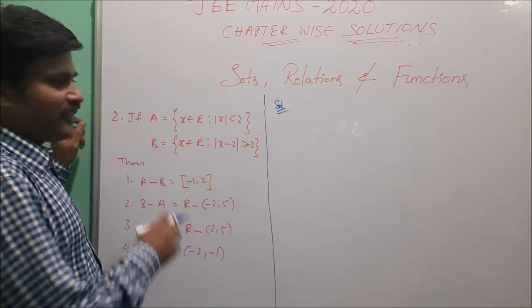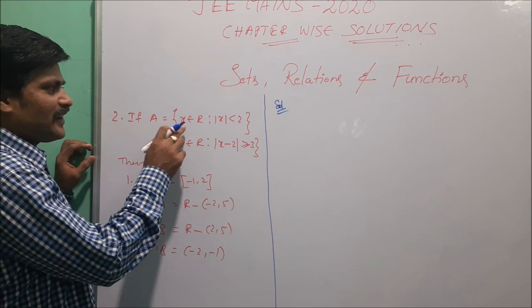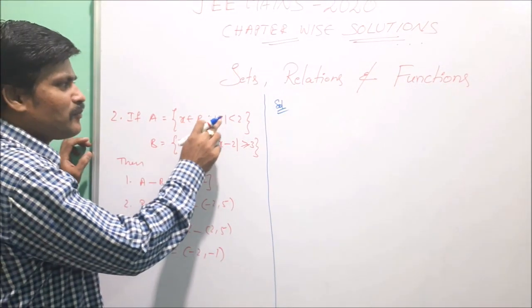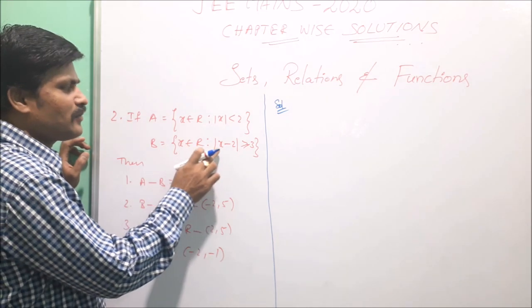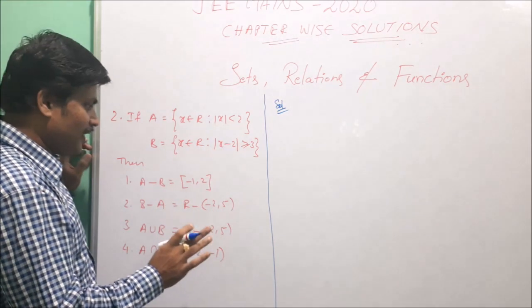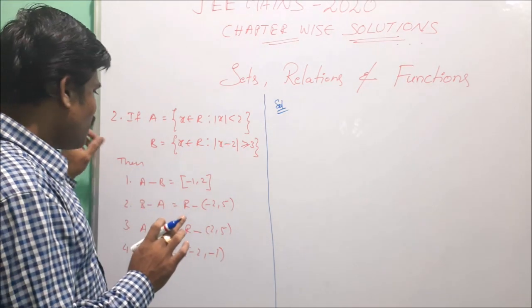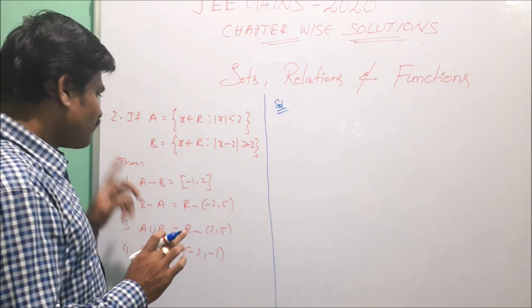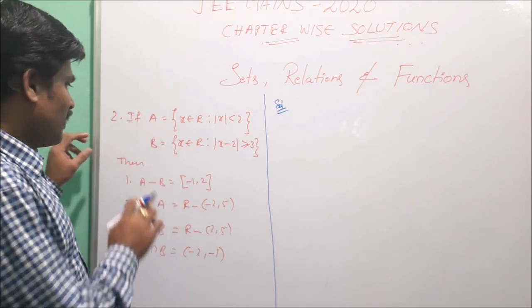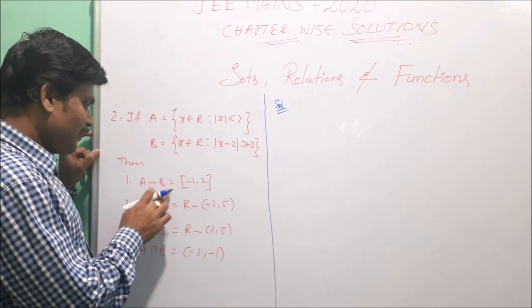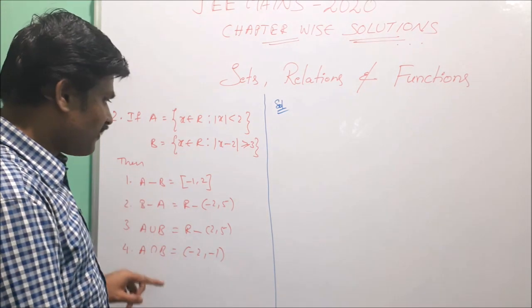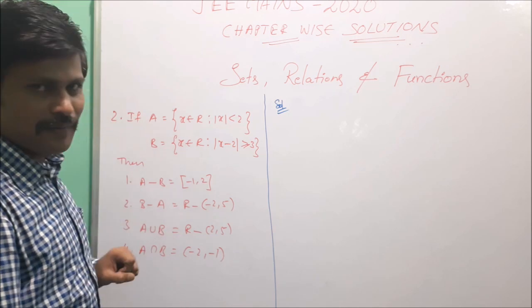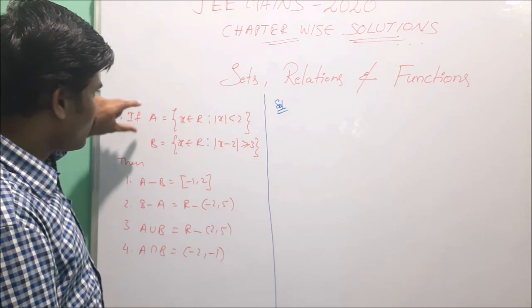Now the second one is: if A equals the set of X belonging to R such that mod X is less than 2, and the set B equals X belonging to R such that mod X minus 2 is greater than or equal to 3, then which of the options is the correct answer? Here first find A minus B, B minus A, A union B, and A intersection B. Now find these intervals using the sets A and B. Now we go to the solution.